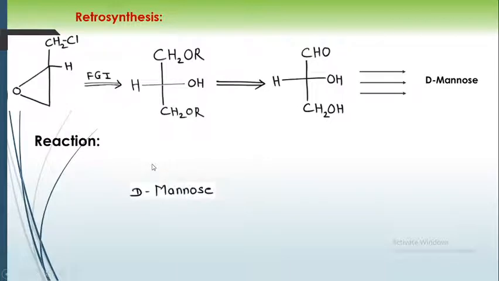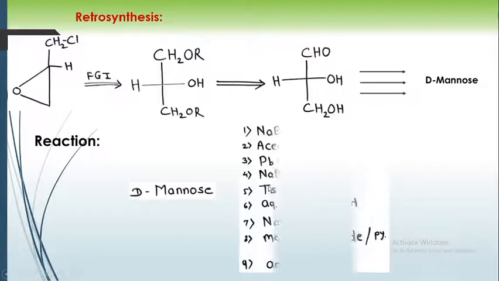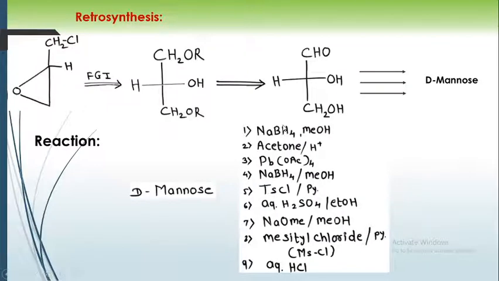So from D-mannose we have to synthesize the epichlorohydrin. See the reaction with the starting material D-mannose. These are the reagents. By treating with these 9 reagents we get our desired product, epichlorohydrin. The first reagent is NaBH4, then acetone, lead tetraacetate, NaBH4, TsCl, aqueous H2SO4 and so on. See the mechanism.